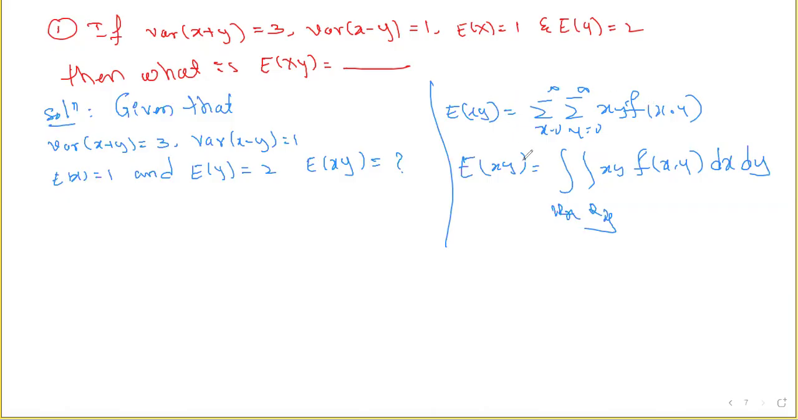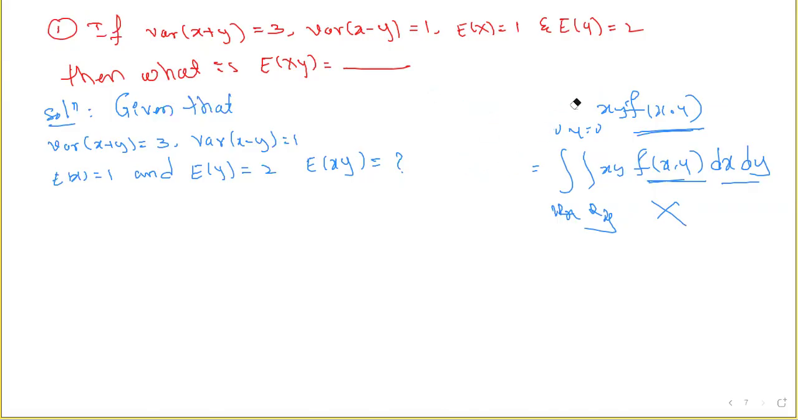So here we can apply these two formulae, right? But how to find out the expected value of xy? See, there is no distribution given. The distribution is not yet given. So then how to find it out? But they gave one piece of information, that is the variance of x plus y and the variance of x minus y. Clear?